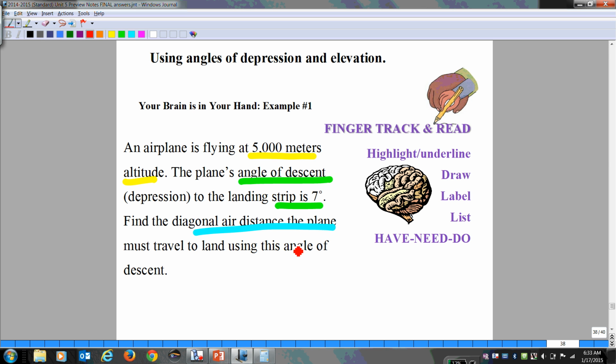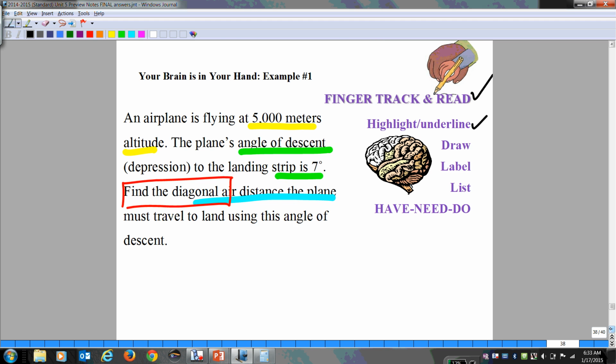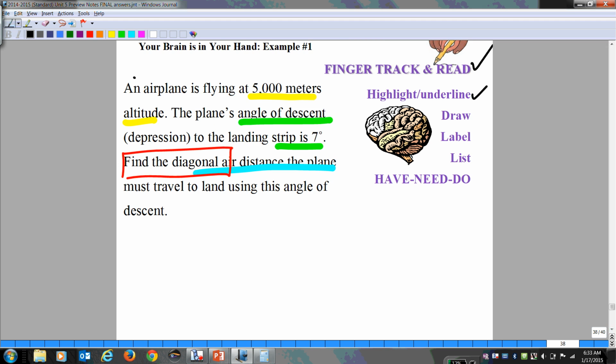Whatever we're trying to find, I always like to box. We want to find the diagonal air distance. Okay, we finger track in red, we underline. Now we draw one little step at a time. Those of you who get overwhelmed by word problems, I recommend you use these like little physical brackets and only focus on one sentence at a time.